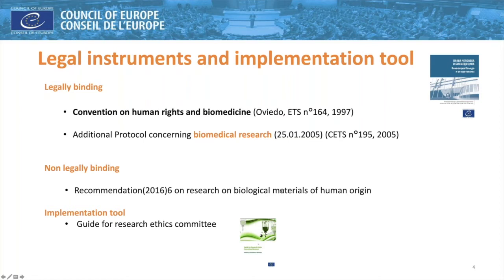There's also a non-legally binding instrument, a recommendation of the Committee of Ministers dated 2016 on research on biological materials of human origin, which is relevant particularly to biobanking. I will come back to this. And finally, something I would like to refer to is an implementation tool that is a bit older, but still, I think, relevant to a large extent. It's a guide for Research Ethics Committee members. It was really meant to help Research Ethics Committees implement the provisions of the convention and its additional protocol.